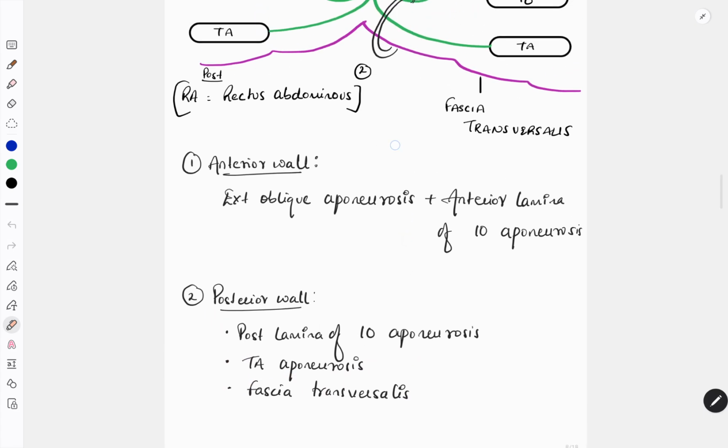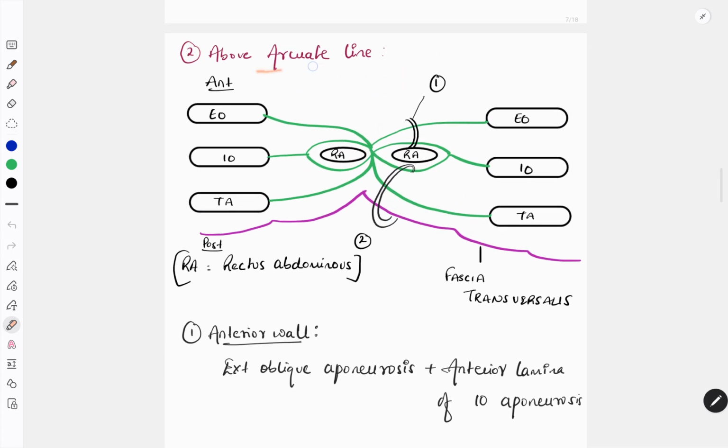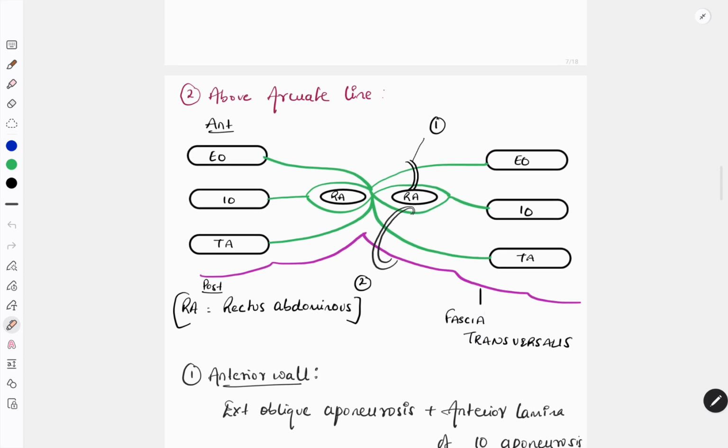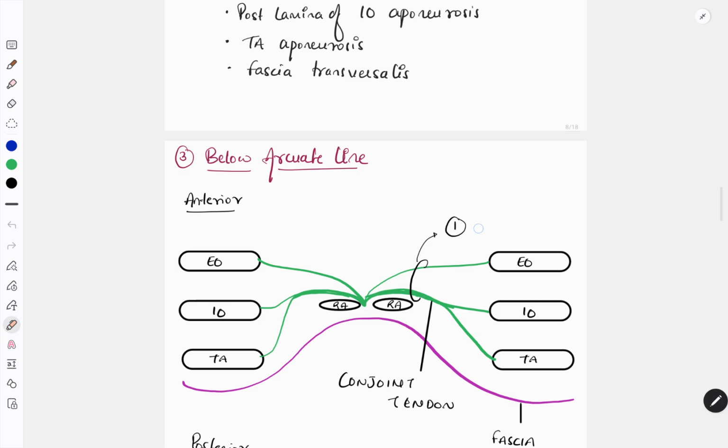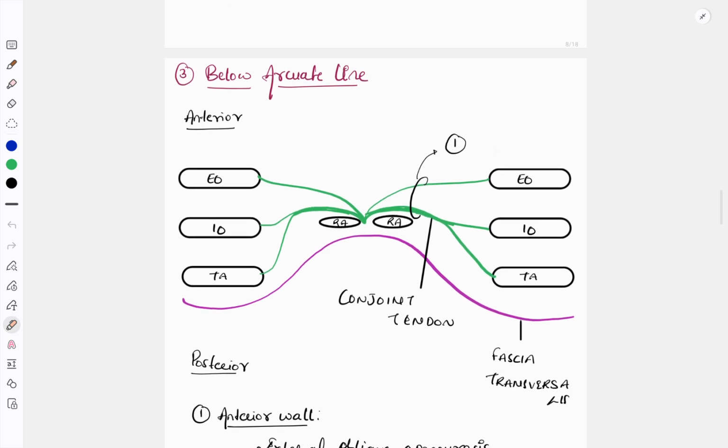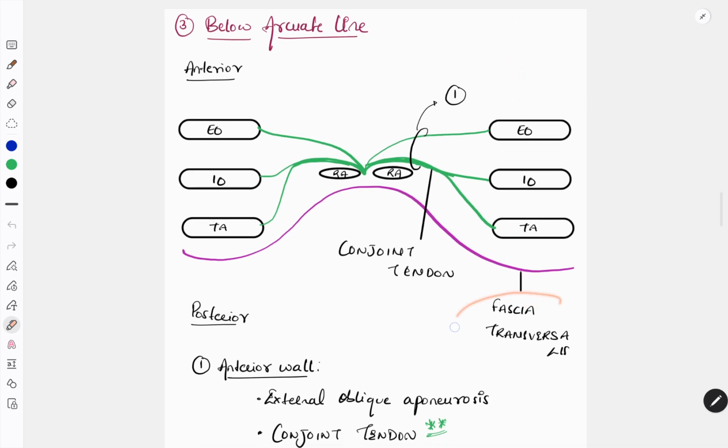So this is what happens at the level above the arcuate line, that is between your costal cartilages and costal margin and arcuate line. Below the arcuate line, as we saw even in that diagram, the posterior wall is deficient. What will happen? The muscle lies directly on the fascia transversalis. So fascia transversalis is your posterior relation.